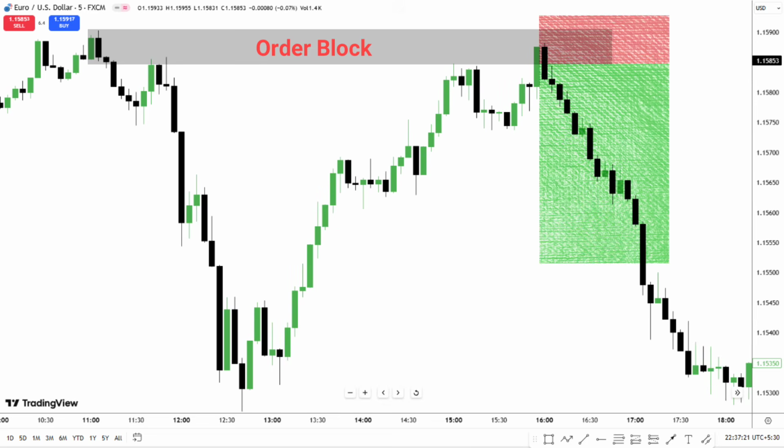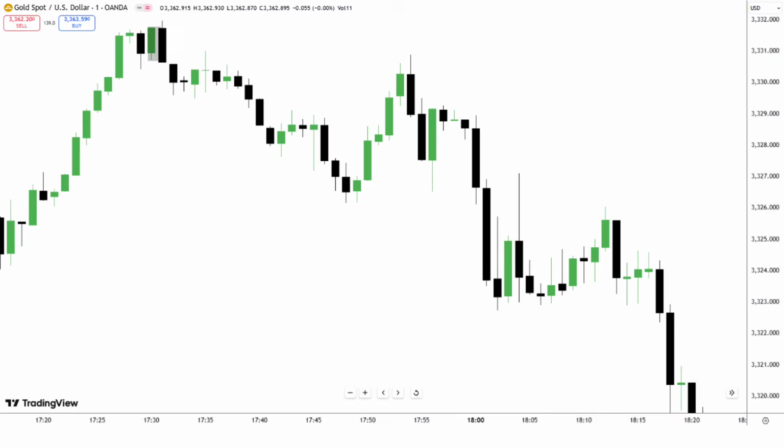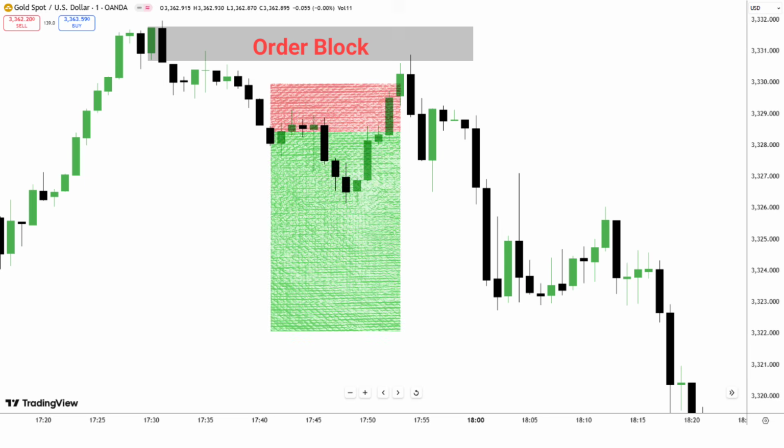These order block trades can be used on any time frame: 1 minute, 5 minute, 15 minute, or even daily. But the higher the time frame, the more reliable the reaction. Now let's talk about common mistakes traders make with order blocks. First, don't chase price. If the market has already moved away from the order block and you missed it, let it go. Don't enter late.